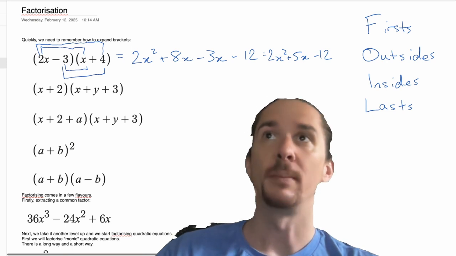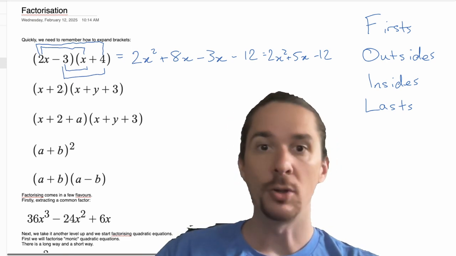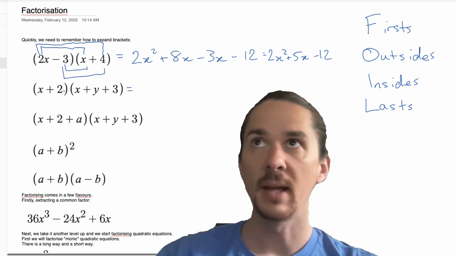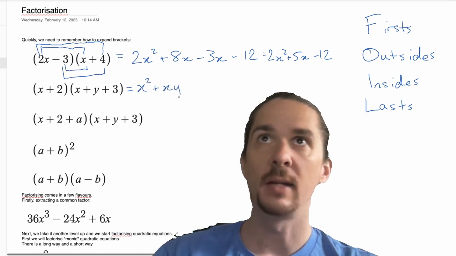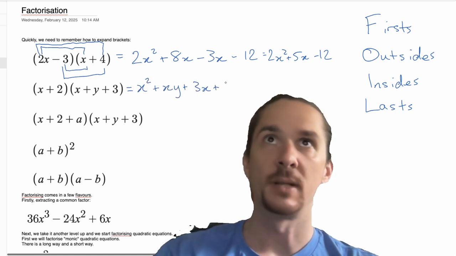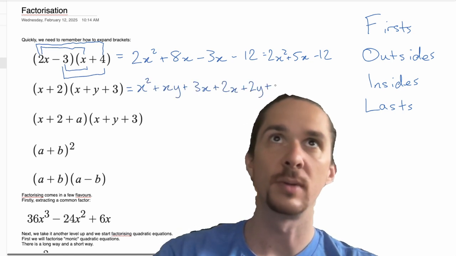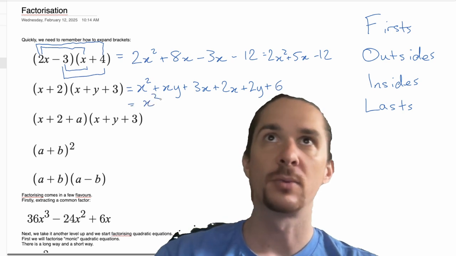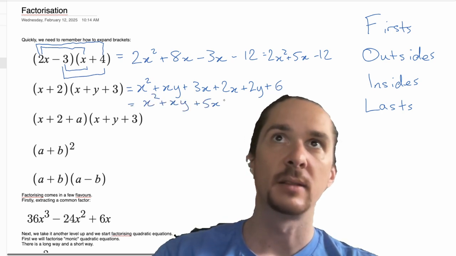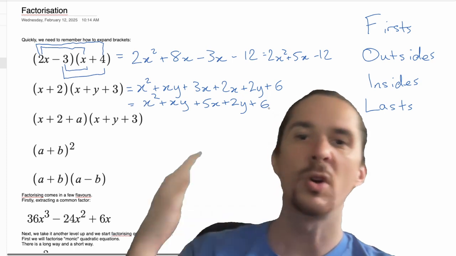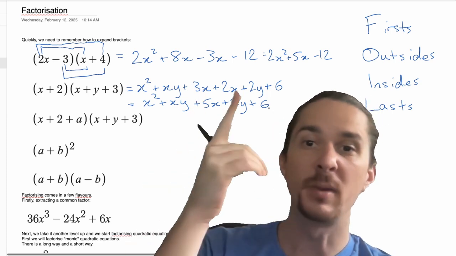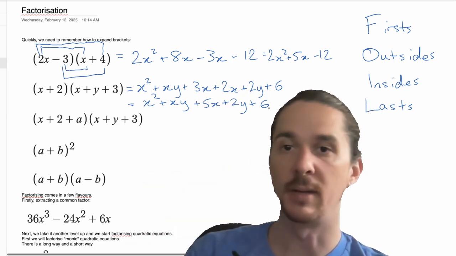We're going to take the x, we're going to multiply it by the x, then by the y, then by the 3, and then we're going to take the 2, and we're going to multiply it by the x and the y and the 3. So x times x is x squared, x times y is xy, x times 3 is 3x, 2 times x is 2x, 2 times y is 2y, and 2 times 3 is 6. Now we collect our like terms. We have x squared plus xy plus 5x plus 2y plus 6. So we weren't able to collect many. We could just group the 3x and the 2x into a 5x.